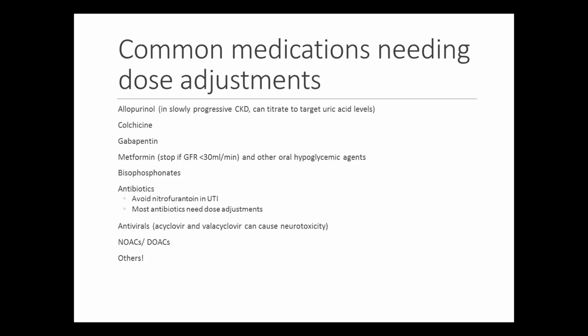This is a list of some common medications that need dose adjustments in CKD. It includes allopurinol, which we slowly titrate to target uric acid levels, as well as colchicine, but also gabapentin, metformin, bisphosphonates, a number of antibiotics, antivirals, and of course the NOACs and DOACs, which are used very frequently for patients with anticoagulation needs, especially in the setting of AFib, but should be used with caution in lower GFRs. And I believe the GFR cutoff currently, or the creatinine clearance cutoff rather, is 25 mils per minute for NOACs and DOACs at this time.